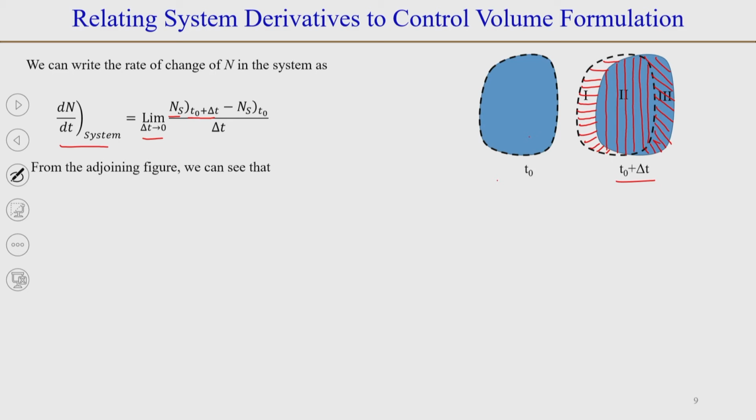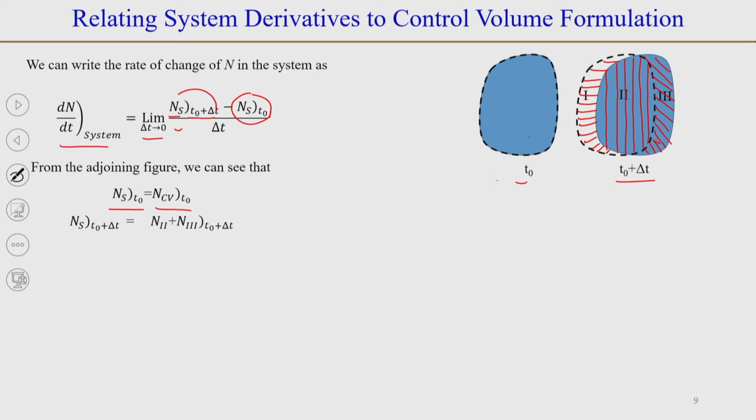Now, we can try to see these two terms, N_s at t naught plus delta t and N_s at t naught, from what we saw in these figures, in terms of what is there inside regions 1, 2 and 3 or control volume. So, we see that N_s at t naught, or the intensive property in the system at time t naught, will be equal to the intensive property N inside the control volume at time t naught, because at time t naught the system and control volume coincide. So, the intensive property in the two will be the same.